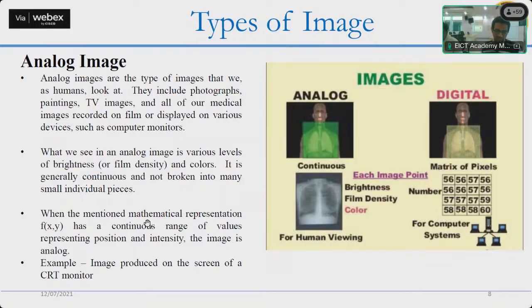When the mathematical representation has a continuous range of values, representing position and intensity, the image is analog. Here you are seeing that the image is an analog one, produced on the screen of this CRT monitor.